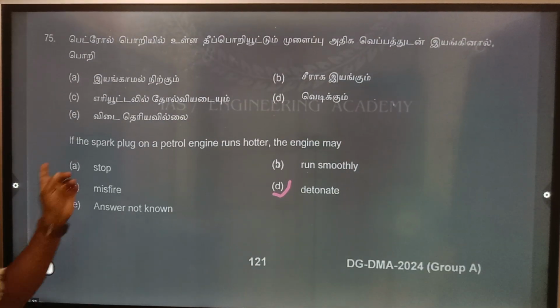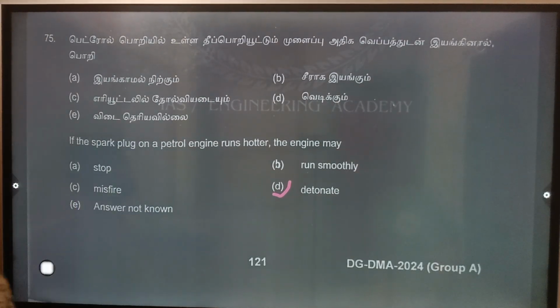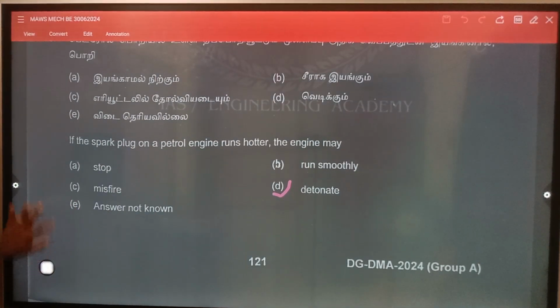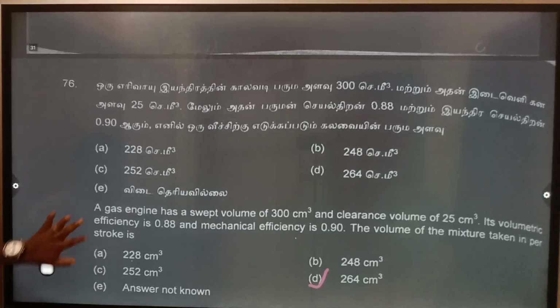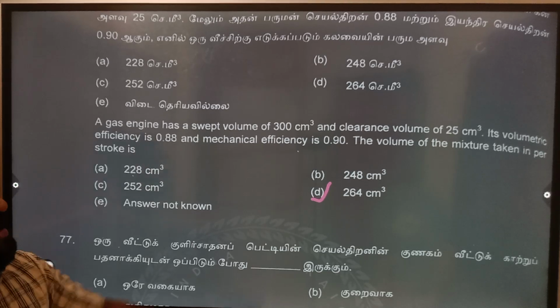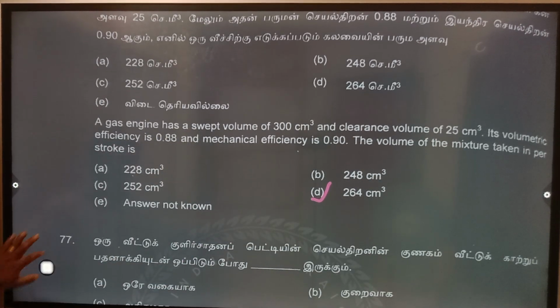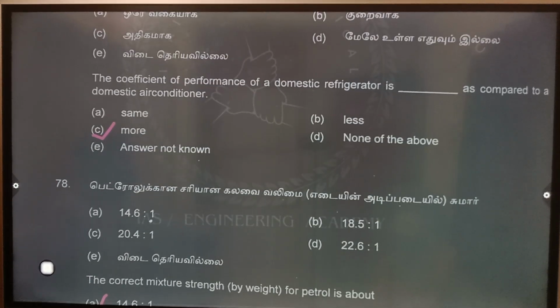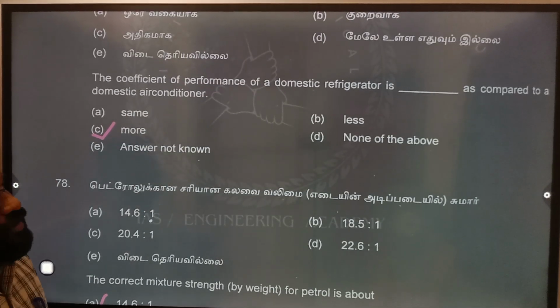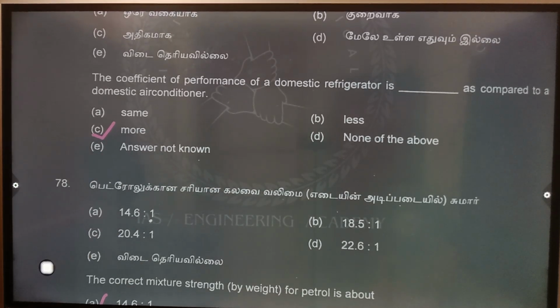75. If the spark plug on a petrol engine runs hotter, the engine may detonate. Okay, answer is D. 76. A gas engine cycle has a specific volume, that is what they asked. Answer is 264 cm3. D. D is the answer. 77. The coefficient of performance of a domestic refrigerator is dash compared to a domestic air conditioner. More. Okay, answer is C.